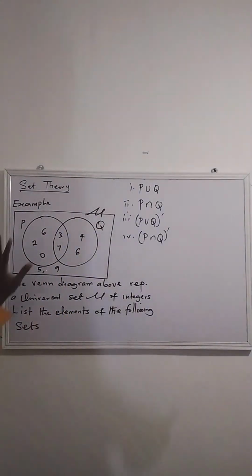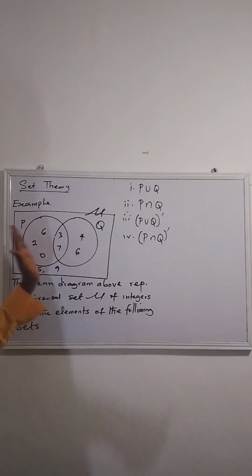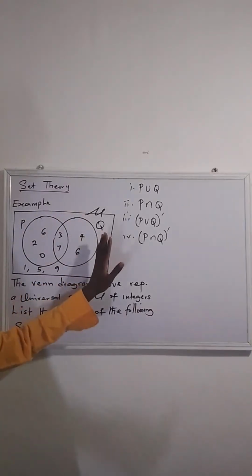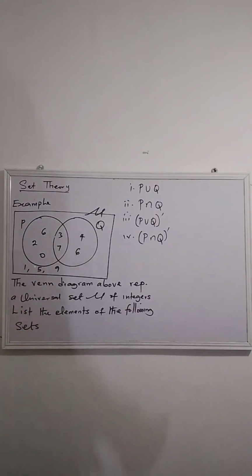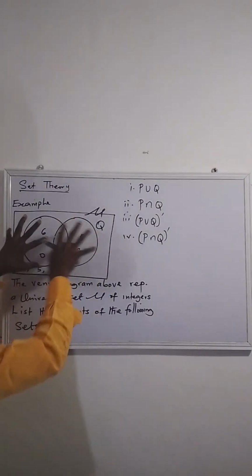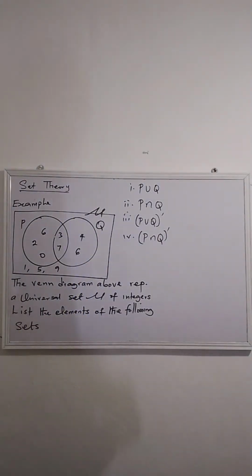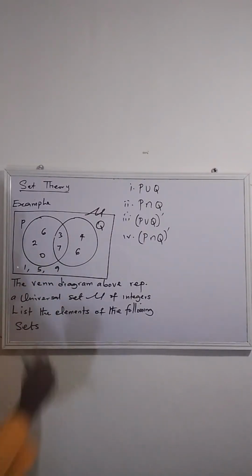But now if you watch closely, you will discover that we have two elements that are common to set P and set Q. They are 3 and what? And 7. Okay, because you can see now that the circles overlap here. Also, we have some elements that are inside this universal set, but they are not in set P and set Q. They are 1, 5, 9.